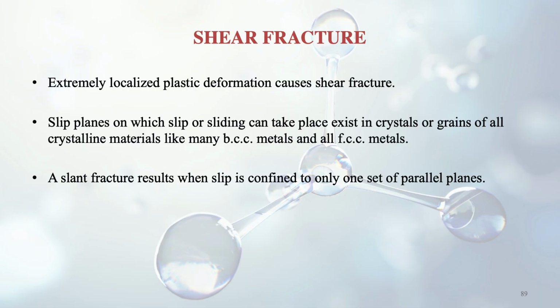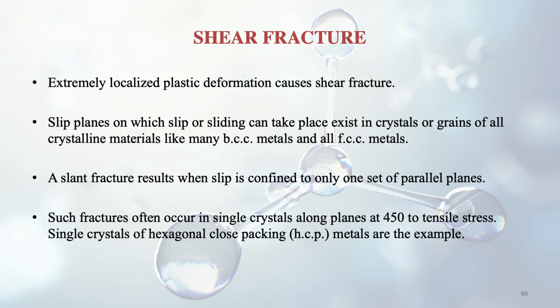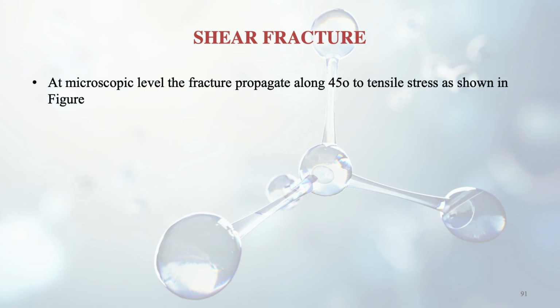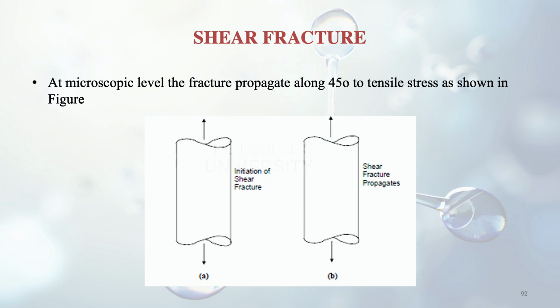As shown, a slant fracture results when slip is confined to only one set of parallel planes. Such fractures often occur in single crystals along planes at 45 degrees to the tensile stress. Examples of this are the hexagonal close packing metals. At the microscopic level, the fracture propagates along 45 degrees to the tensile stress, as given in this figure.